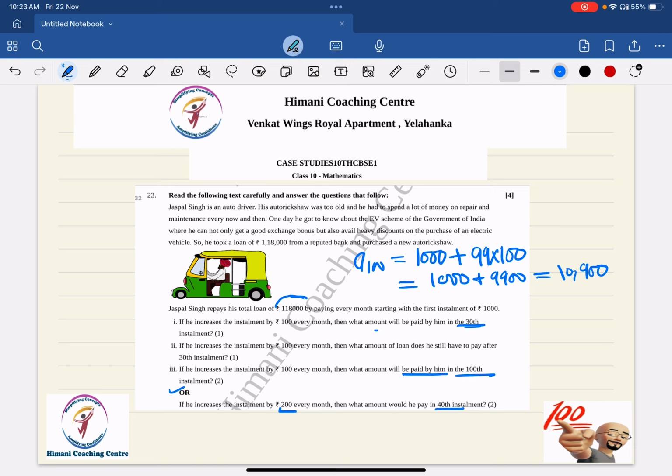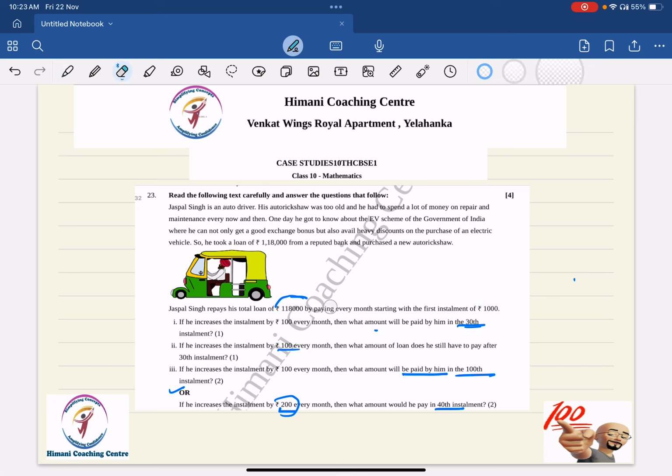Now the OR question says, if he increases the installment by rupees 200 every month, what will he pay in the 40th installment? Now, see, his first installment is 1000 only. Instead of 100 rupees every month, he is increasing it by 200. So what has happened? D has become 200. So let us change D to 200 and get the answer for this OR question also.